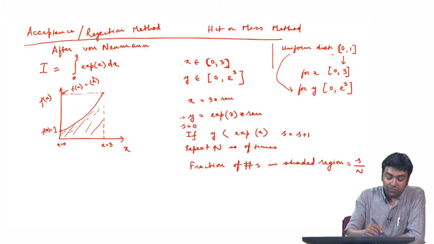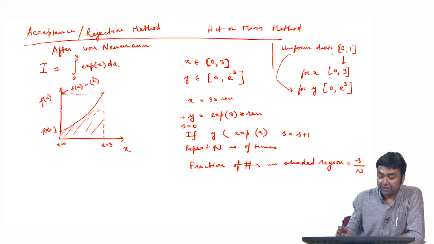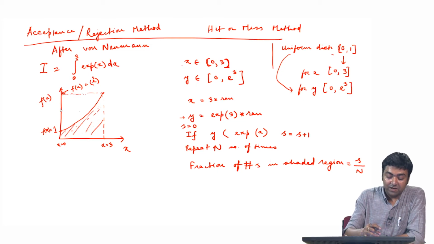So, once I know the fraction of such points lying in the shaded region, what I need to do is find out the area, so I need to multiply this fraction with the total area of this rectangle. Then that will give me the estimate of this area covered under the curve.